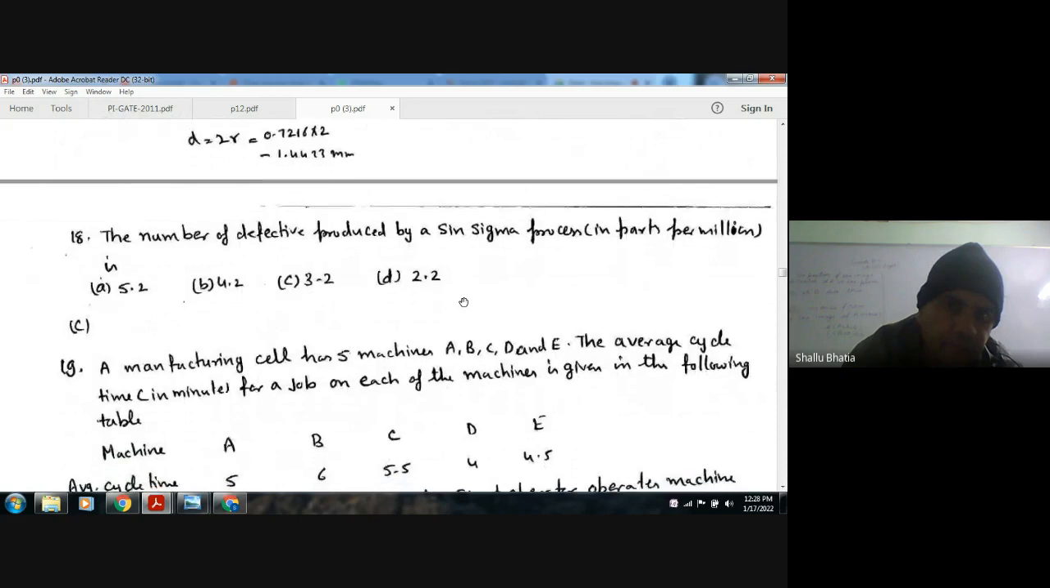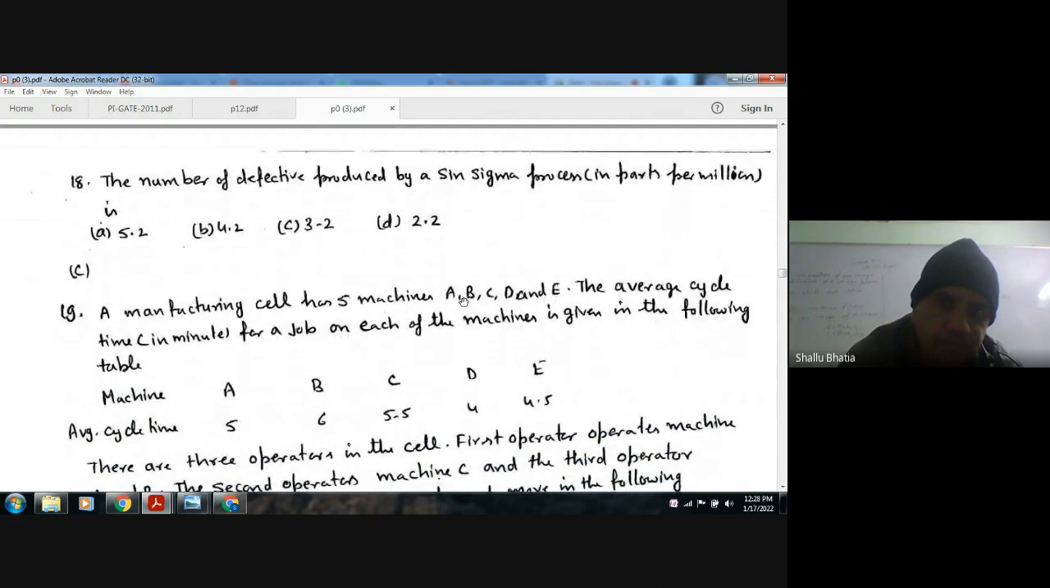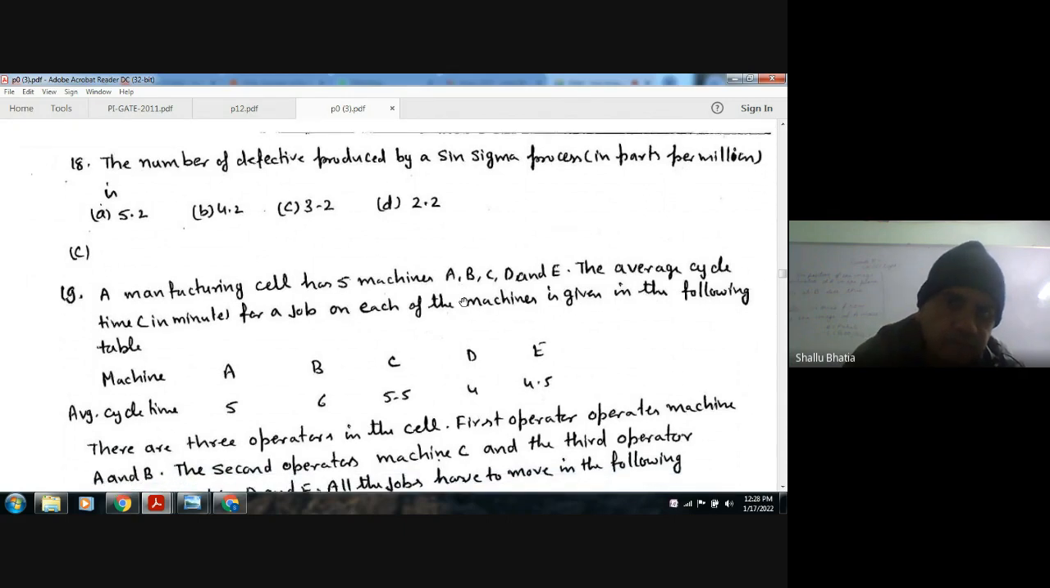Next, the number of defective parts produced by a Six Sigma process in parts per million is 3.4, which we have to remember. That is 3.4 defective in 1 million parts for a Six Sigma process.